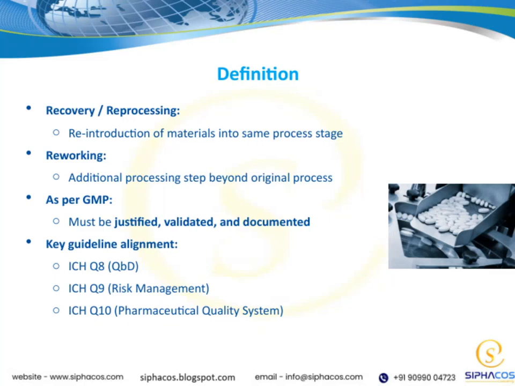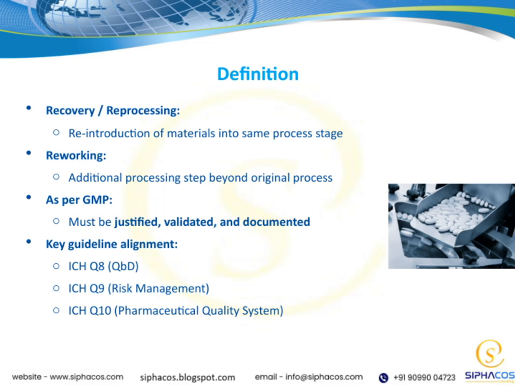Let's start by looking at the definitions on this slide. Recovery or reprocessing refers to the reintroduction of materials back into the same process stage. Essentially, when a material doesn't meet specifications initially, we can sometimes reintroduce it into the process to optimize resources. On the other hand, reworking involves an additional processing step beyond the original process. This means that if a product or material requires further processing to meet quality standards, we perform that extra step to ensure it complies.